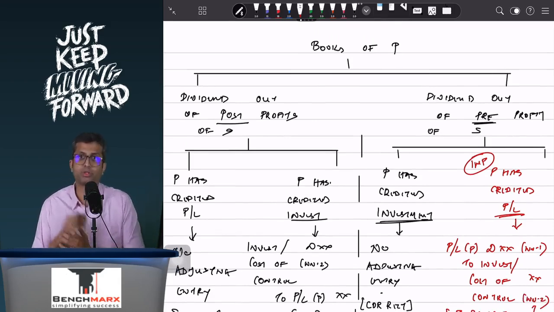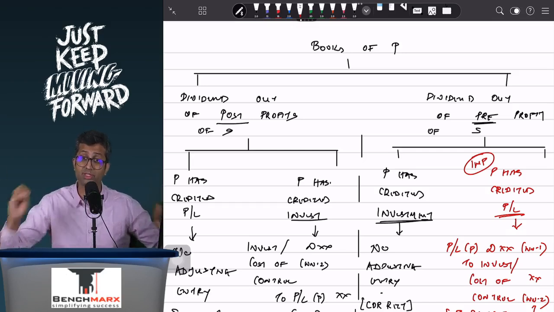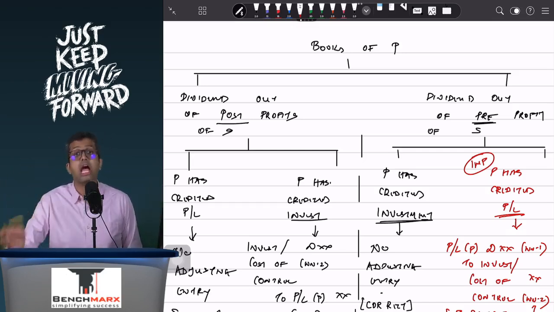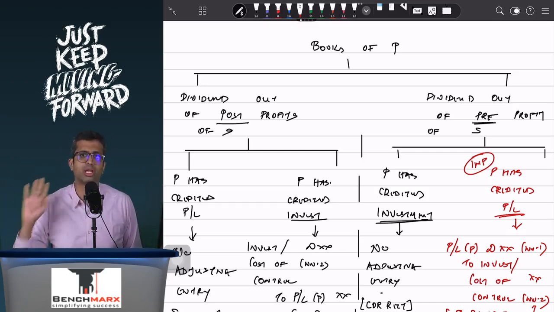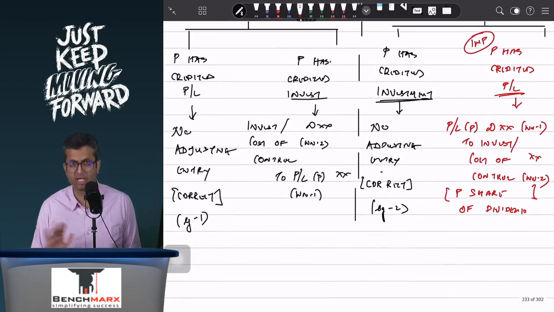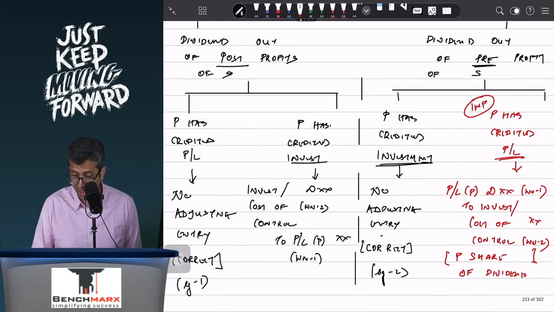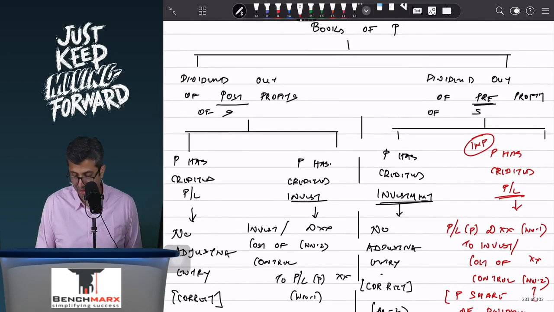Dividend can be out of the post-acquisition profit of the subsidiary. Now, ideally, if it is out of the post-acquisition profits of the subsidiary, it should be credited to the P&L. If it is credited to the P&L, then there will be no rectification needed, no adjusting entry needed. Everything will automatically be adjusted. However, this is a more important thing, where dividend is out of, let us say, post-acquisition profits, and you have credited to the investment. So this is an error which needs to be rectified.